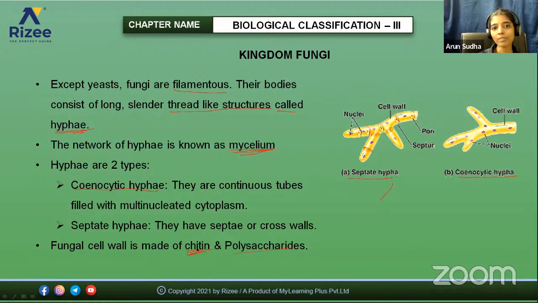So that is one of the main differences between the fungi and the other kingdoms. The other kingdoms, even plants, are surrounded by a cell wall, but that cell wall is made up of cellulose. Here the fungal cell wall is made of chitin. So this is one of the main differences.